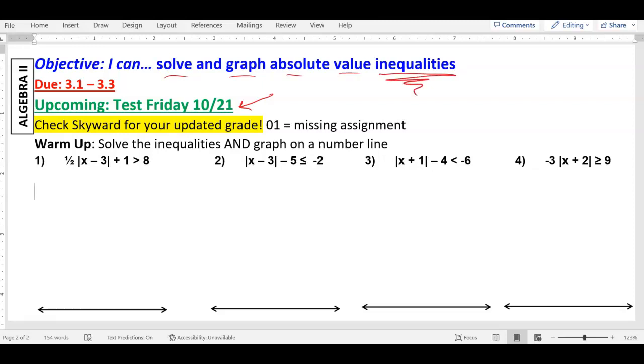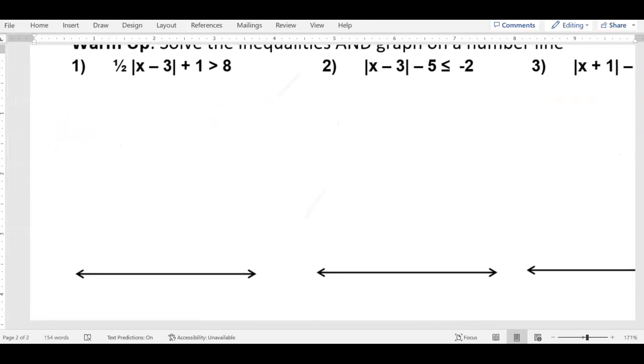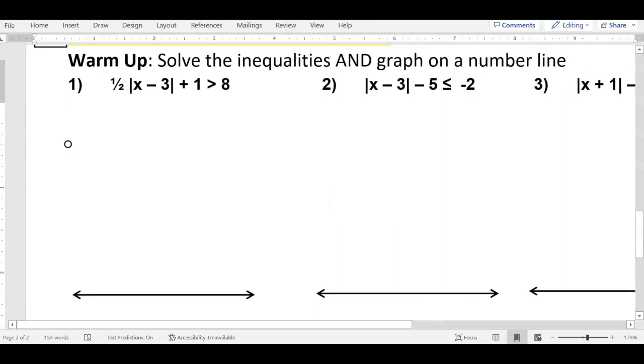It's just like yesterday's notes, so if you didn't get yesterday's notes, get them out of the blue bin, please. That way you know what's going on. But this warm-up should give you some examples on how to do this. So let's start with number 1.